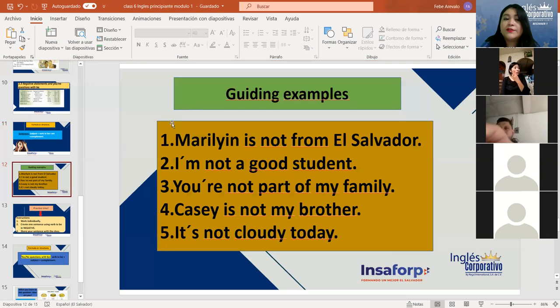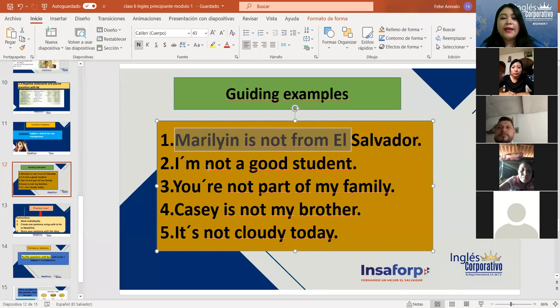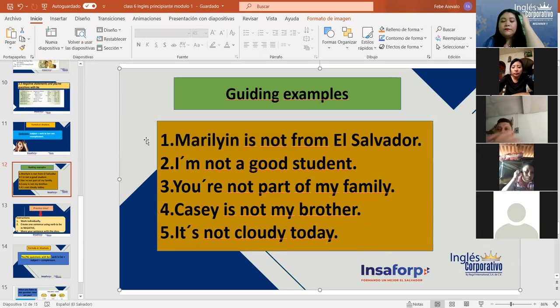Guiding examples, all right? Guiémonos un poquito con los examples. Voy a tener a Amber Dominguez, you read number one. Mayra, number two. Alba Torres, three. Action. Marilyn is not from El Salvador. I'm not a good student. You're not part of my family.